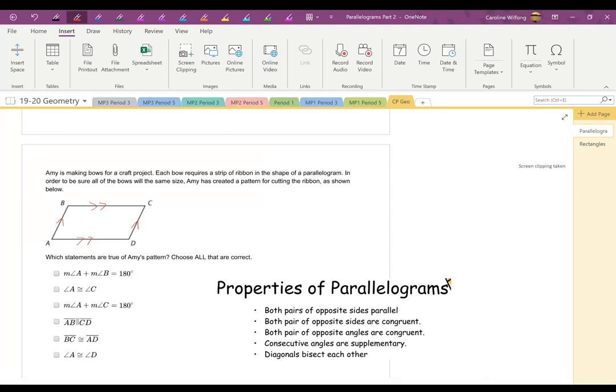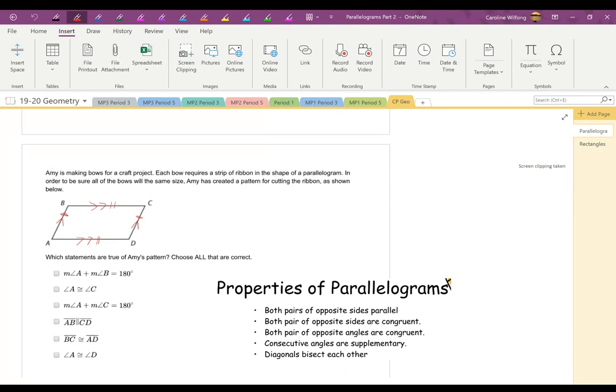The second property of parallelograms is that both pairs of opposite sides are congruent. So that means that side AB is the same length or the same measure as side CD. It also means that side BC is the same length as side AD.